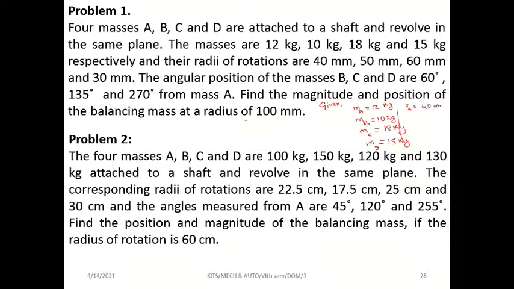RB is 50 mm, RC is 60 mm, RD is 30 mm. Okay, also they have given the radius value of the resultant. What do you have to find? You have to find out the resultant mass. Resultant mass you have to find.